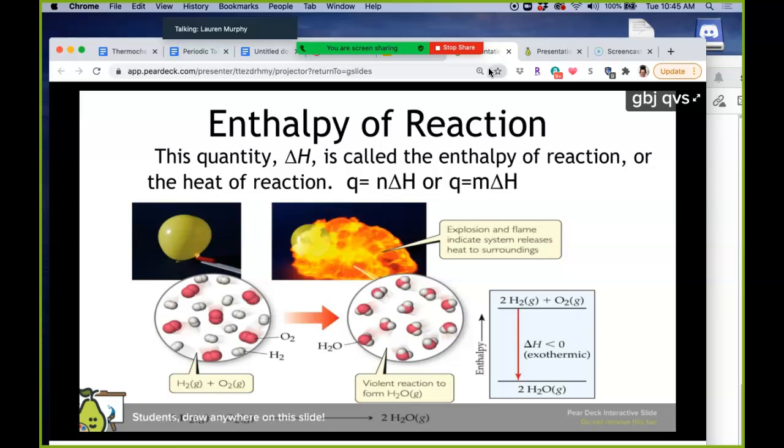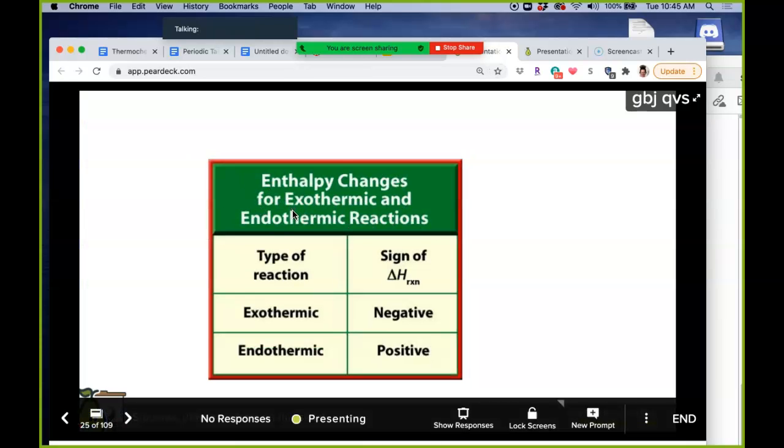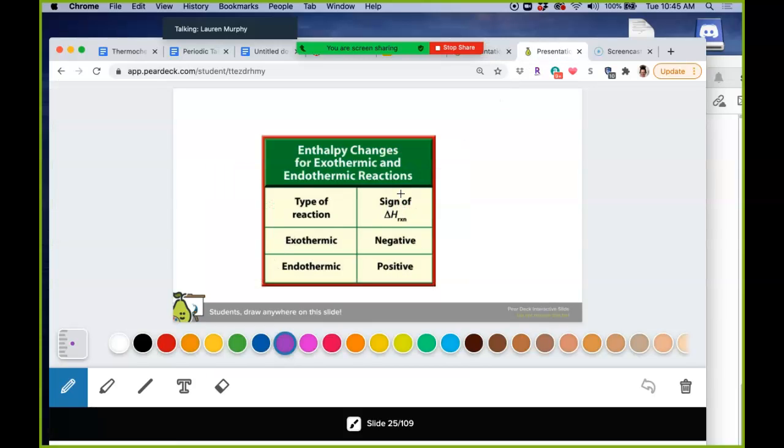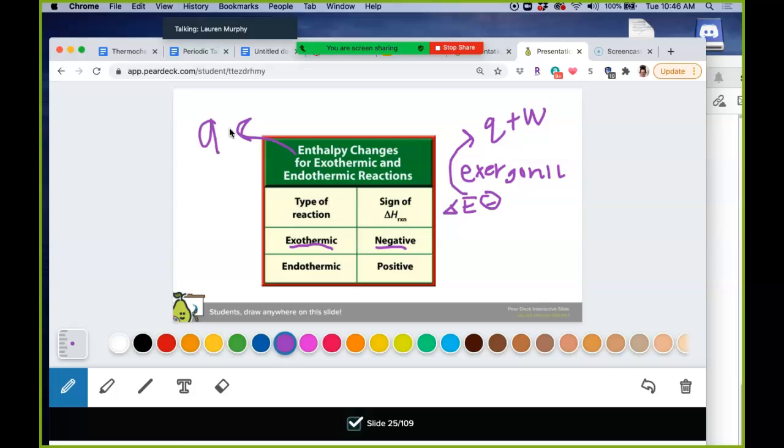So let's talk a little bit more about enthalpy. The sign changes for enthalpy are this. If delta H is negative, the reaction is exothermic, just like when delta E was negative, the reaction was exergonic. Again, this E has heat and work in it. This is only focusing on heat and moles.